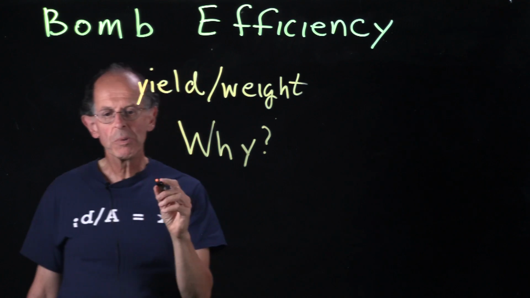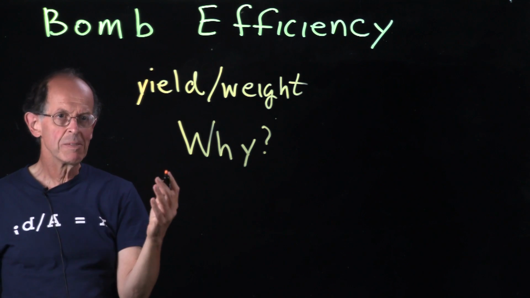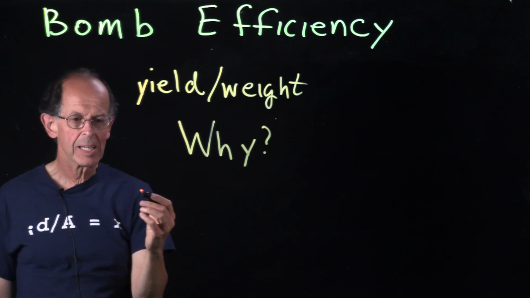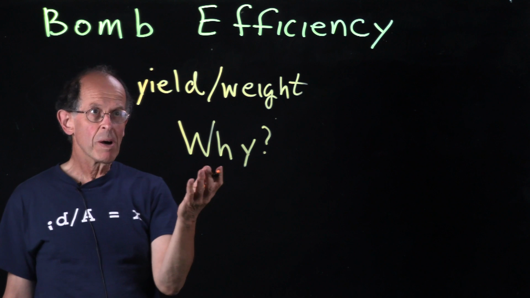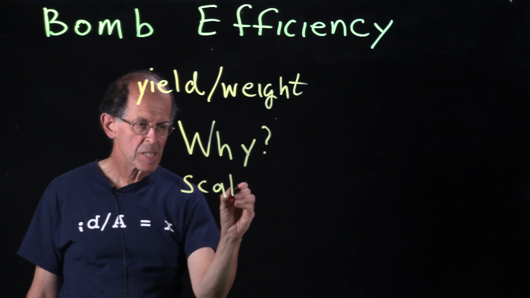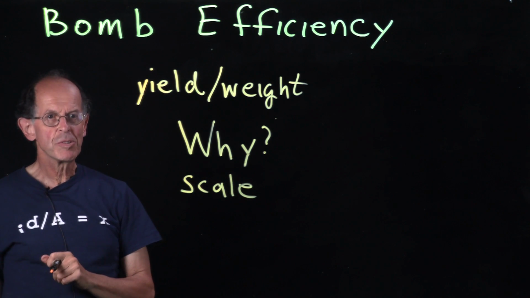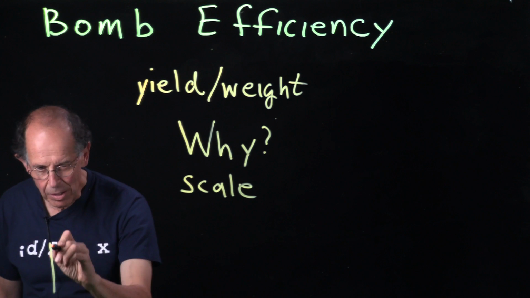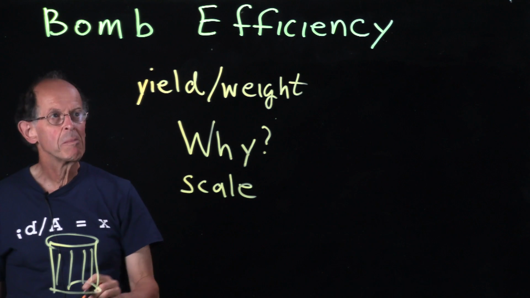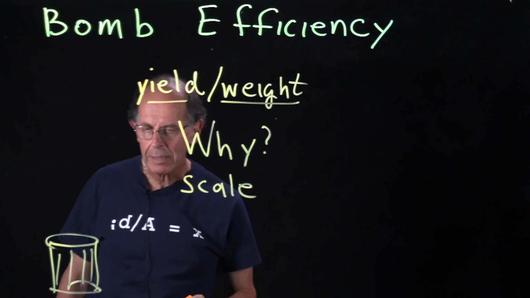Well, as usual, these kinds of calculations have to do with one of the key questions in our course, and that is, what is scale? So one of the reasons we want to study bomb efficiency is it enhances our knowledge of scale. However, there's also a very practical reason to do it. One is the garbage can bomb. This is the terrorist bomb. You want to have the maximum yield for the minimum weight.